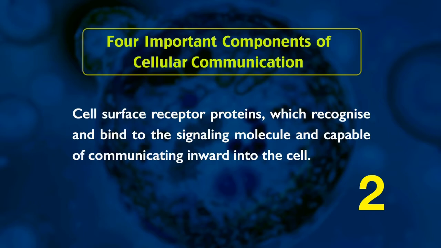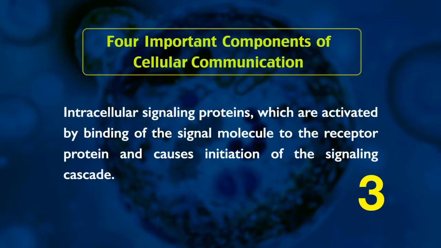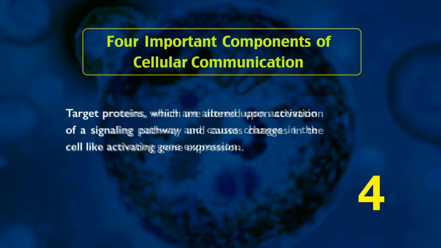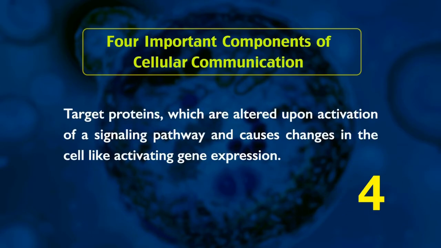inward into the cell. The third one is intracellular signaling proteins, which are activated by binding of the signal molecule to the receptor protein and cause initiation of the signaling cascade. And finally, the fourth one is the target proteins, which are altered upon activation of a signaling pathway and cause changes in the cell like activating gene expression.